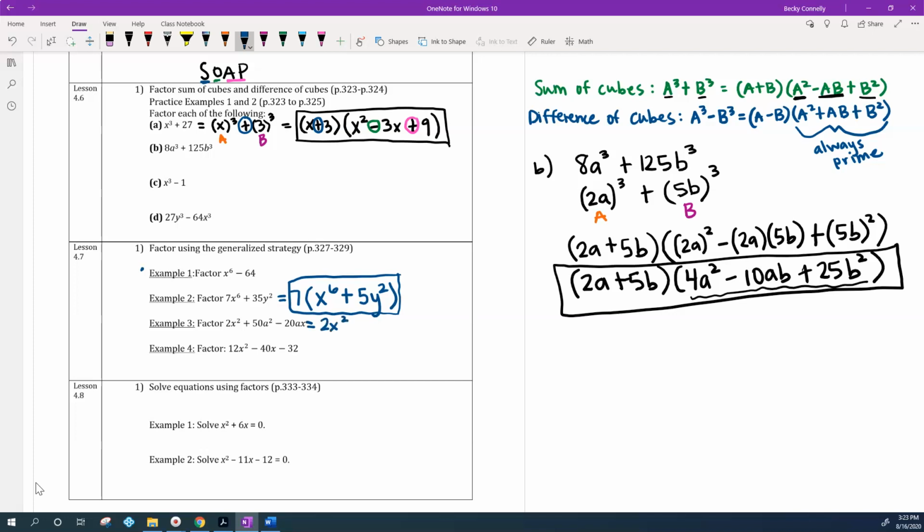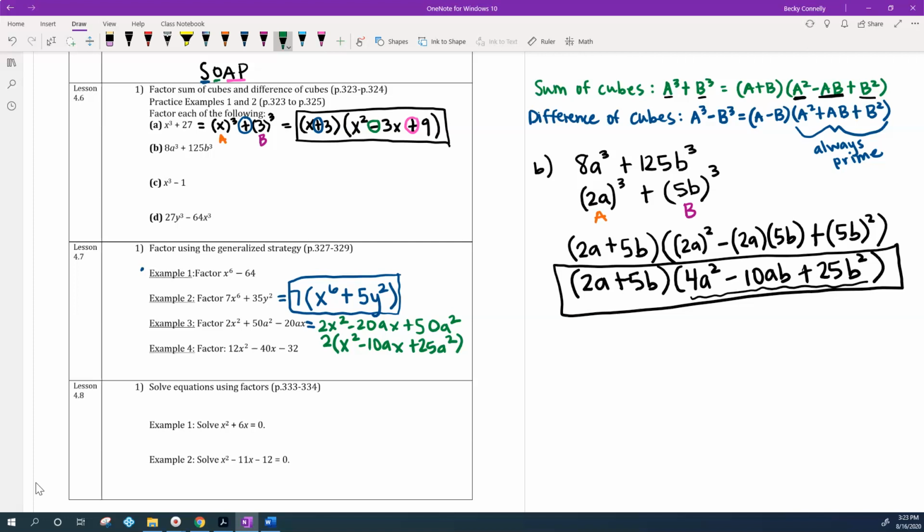So if I have 2x squared, actually, let me do a different color so it doesn't blend in with that. So 2x squared minus 20ax plus 50a squared. And so I said, okay, I see there's a common factor of 2, but none of the variables can be factored out. So 2, and that'll leave me with x squared minus 10ax plus 25a squared. And now I need to look and see, can I factor this one further?